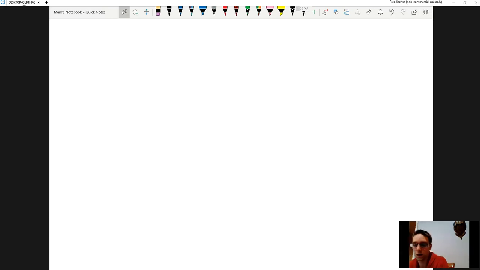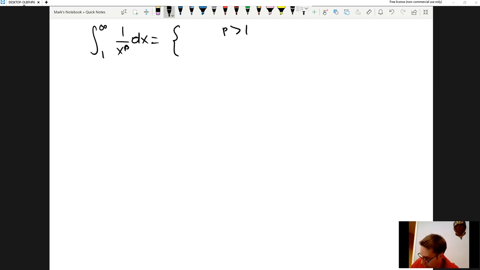When we were talking about integrals, we studied one particularly important integral, which we called the p integral, which is the integral from 1 to infinity of 1 over x to the p. Let me remind you what we actually found. We found that if p is greater than 1, then this would be a convergent integral. And if it was less than or equal to 1, it was a divergent integral.